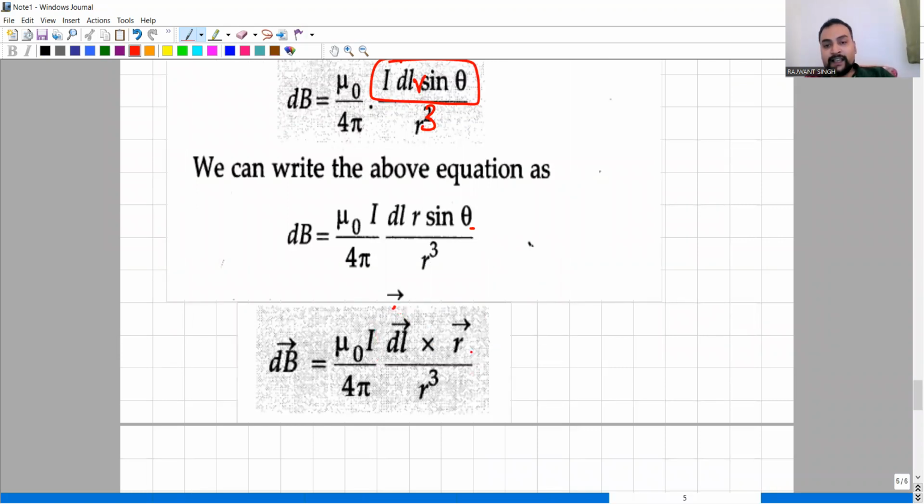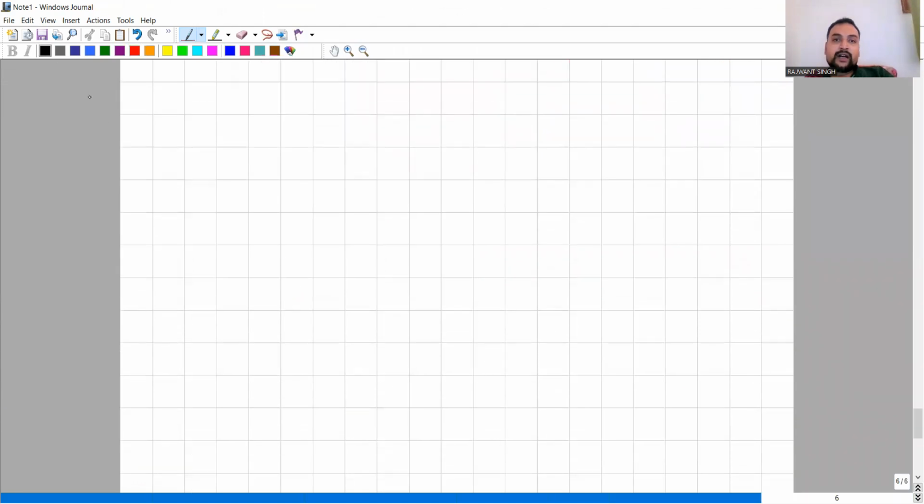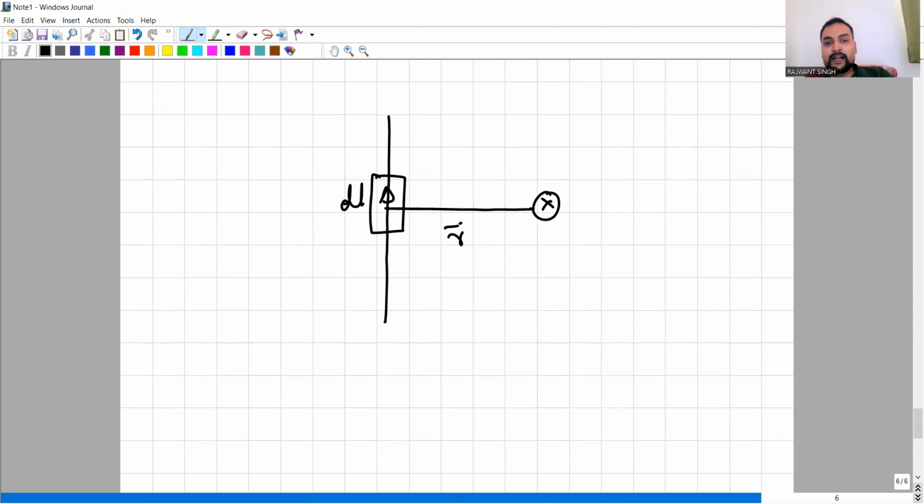So the idea is that the direction of the magnetic field is basically a cross product between the dl vector and the r vector. Now, how? Let us find it. Let us say this is my dl vector, the current element vector where the current is flowing, and this is the position of the point where I want to find the magnetic field, and this will become my r vector.